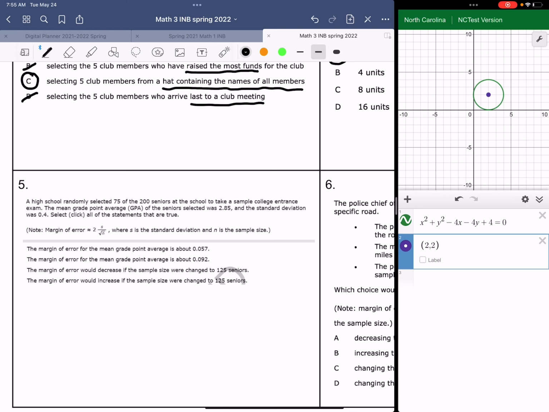But in this particular situation, it says the high school randomly selected 75 of 200 seniors at the school to take a sample college entrance exam.